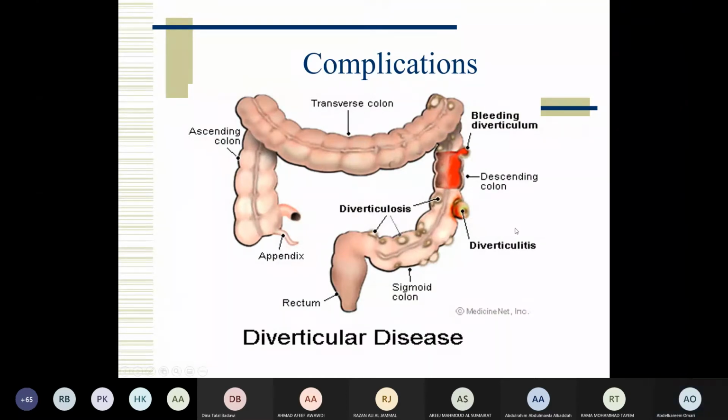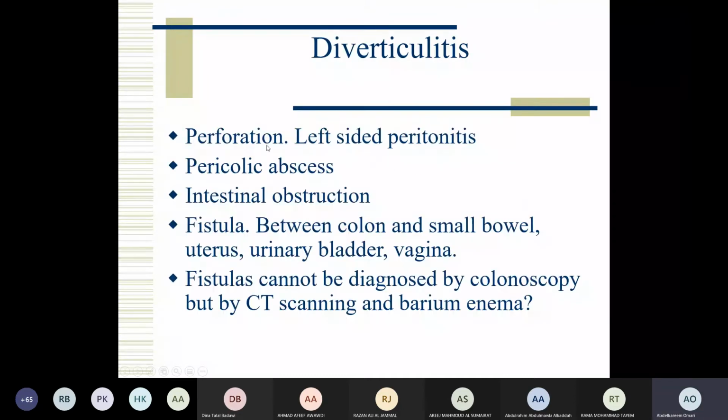So now diverticulitis, penetration. What are the complications of diverticulitis? Actually, it can be left-sided peritonitis. Left-sided; what do we call it? Left-sided appendicitis sometimes, guys. Meaning pain in the left side, tenderness, rebound tenderness.